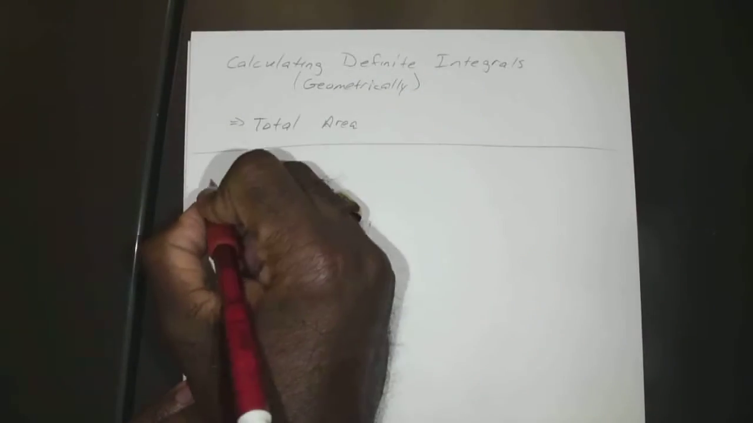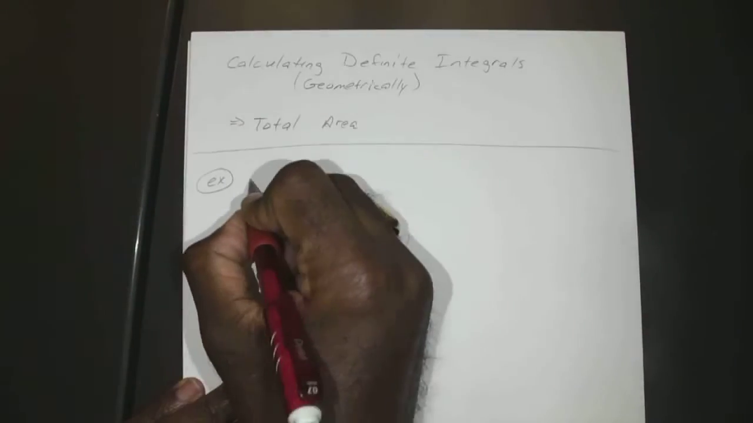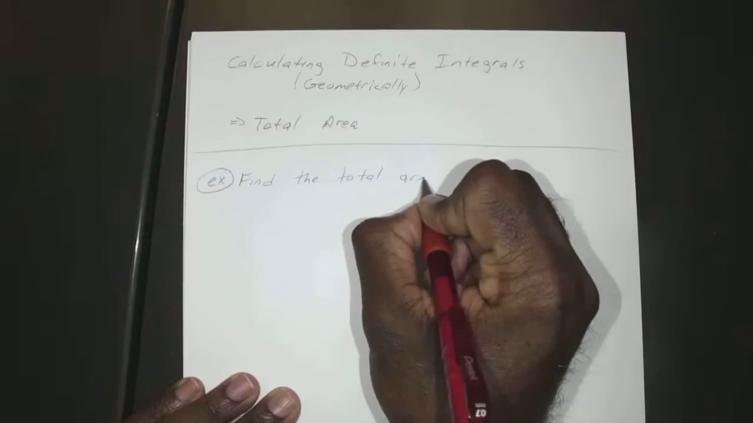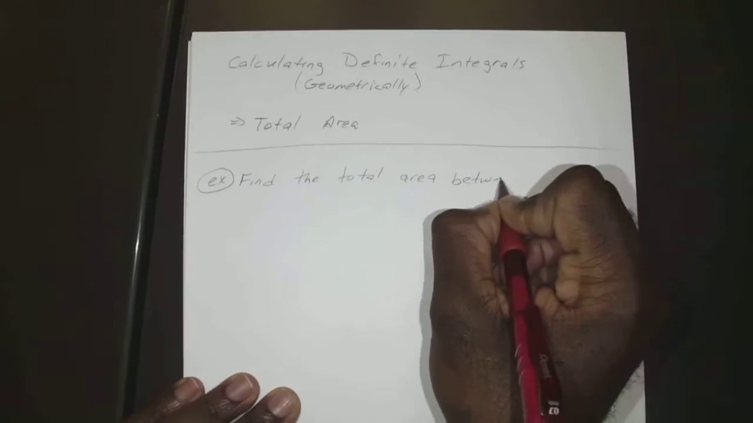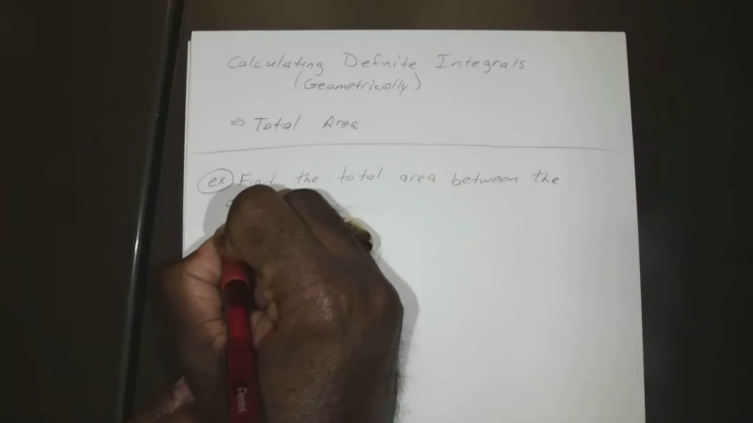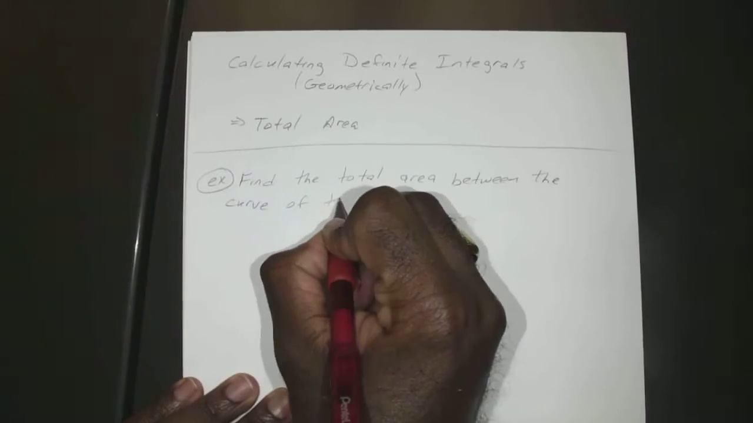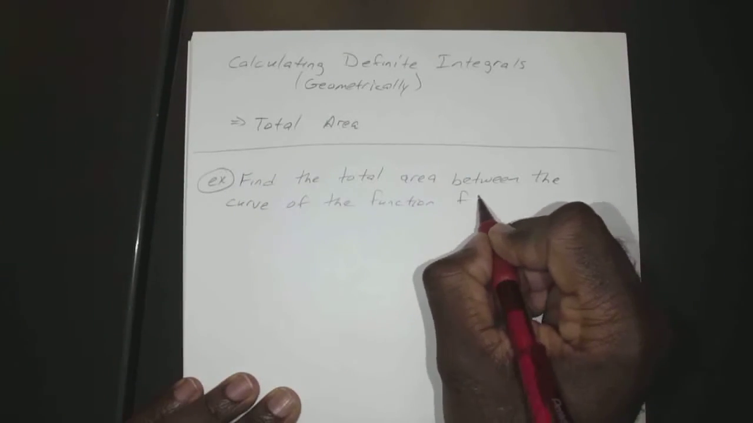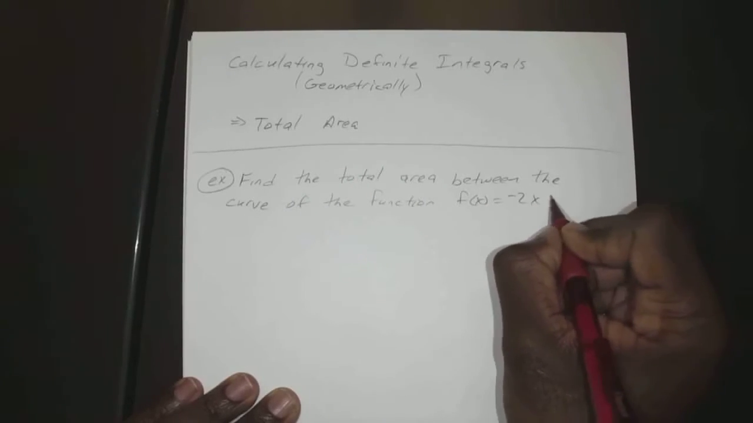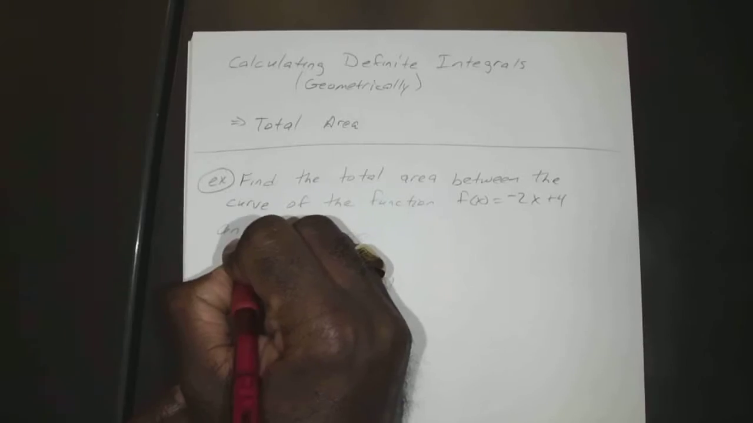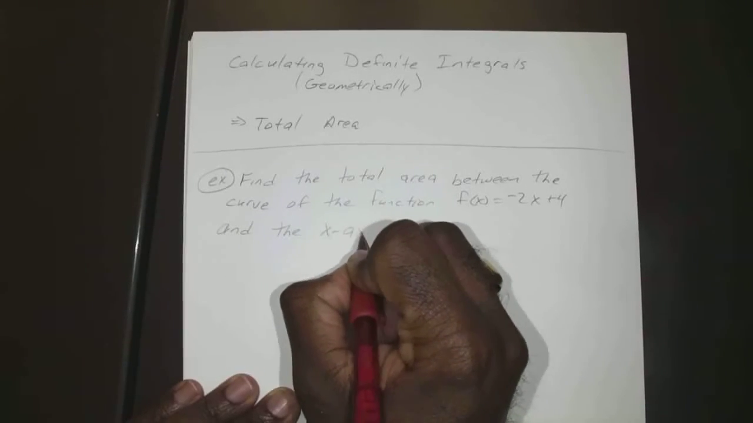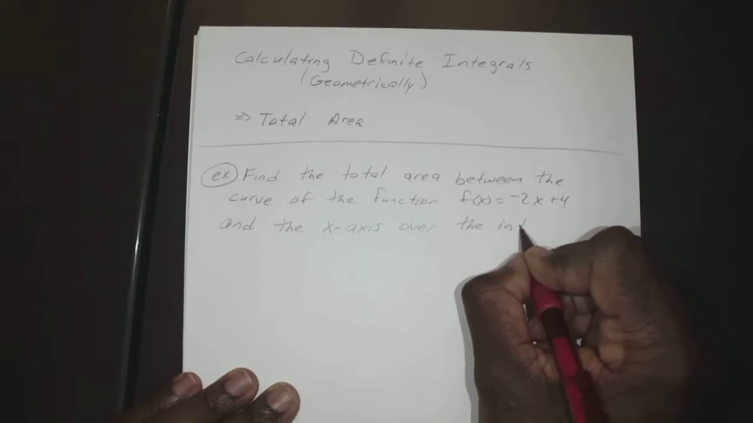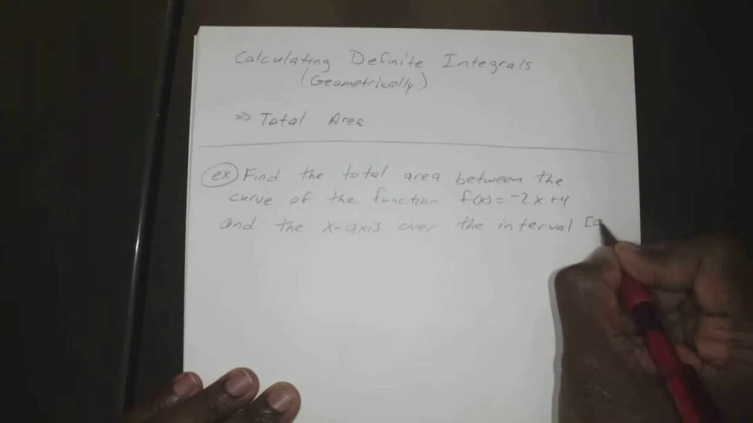Okay, so best way to do it is just with an example. Let's say we want to find the total area between the curve of the function f of x equals negative 2x plus 4, and the x-axis, over the interval from 0 to 9.